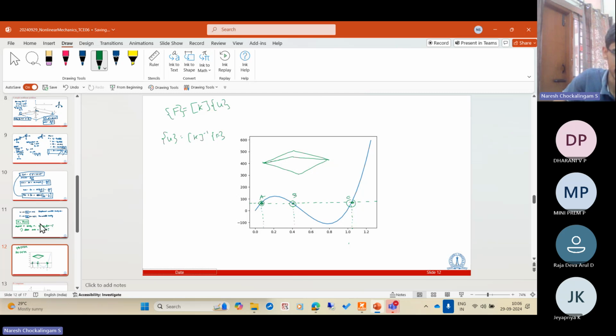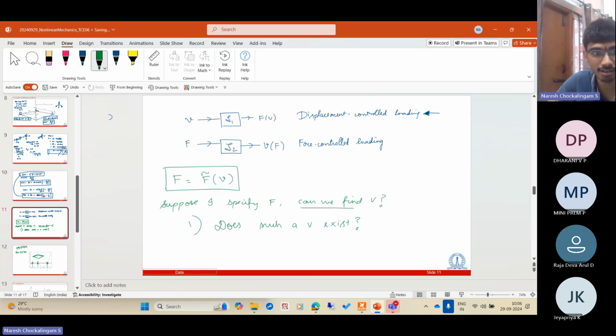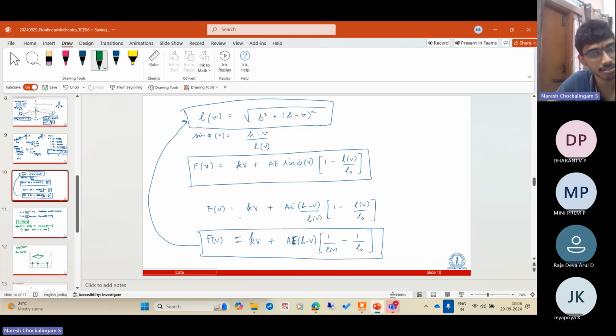But here, F is some highly nonlinear function of V. It is not manually possible to find V given F. There might be ways, but I'm not sure. So you can do some algebraic manipulation, say write H minus V square as L square minus B square and substitute everywhere. That may lead to something, but I'm not really sure. So you can write this as square root of L square minus B square. Still you will have an L and F.